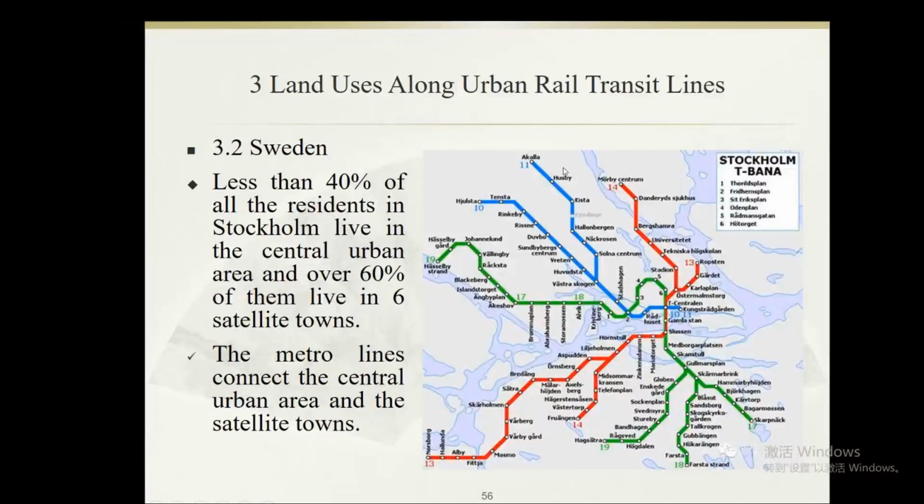Because the mixed land use in each satellite town guides people to move equally in different directions. To avoid the case, for example, in the morning in Beijing, everybody gets into the city center, and on the road leaving the city center to the suburban area, almost nobody. In the evening, we have the reverse case. In Stockholm, they avoid such a case. Okay? Mixed land use and guidance of the passenger flows.